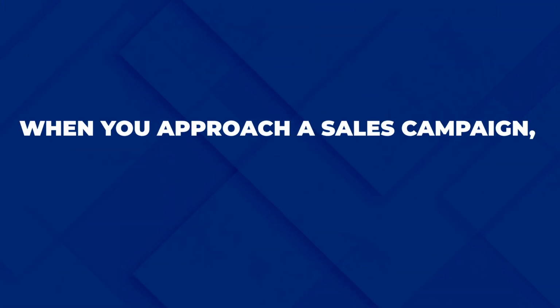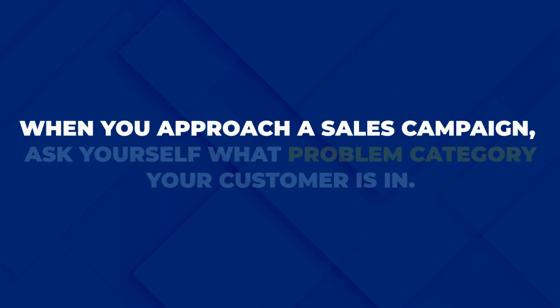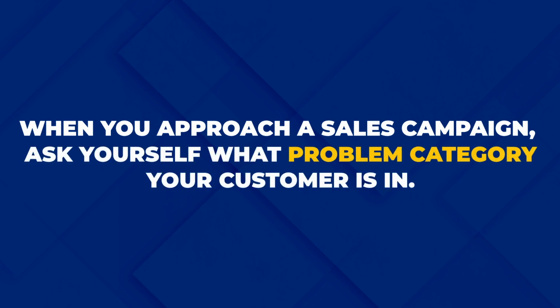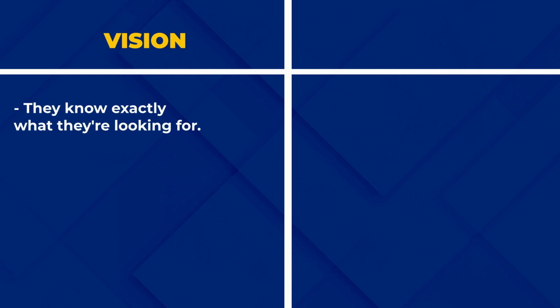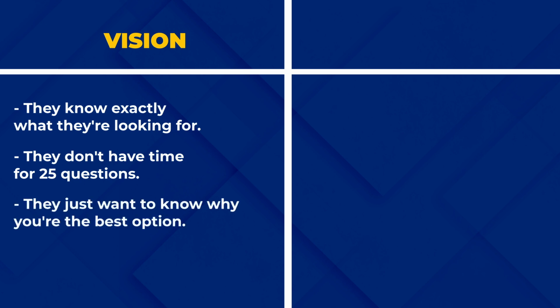So when you approach a sales campaign, the first question you should ask yourself is, what problem category am I in? Is this customer in latent, passive, active, or vision? And then your sales approach adjusts. For example, if someone's in the vision category, they know exactly what they're looking for, and you walk into a sales call and ask them 25 questions, you're dead. They don't have time for that. They've been through that. They just want to know why you're better than the bad guys.